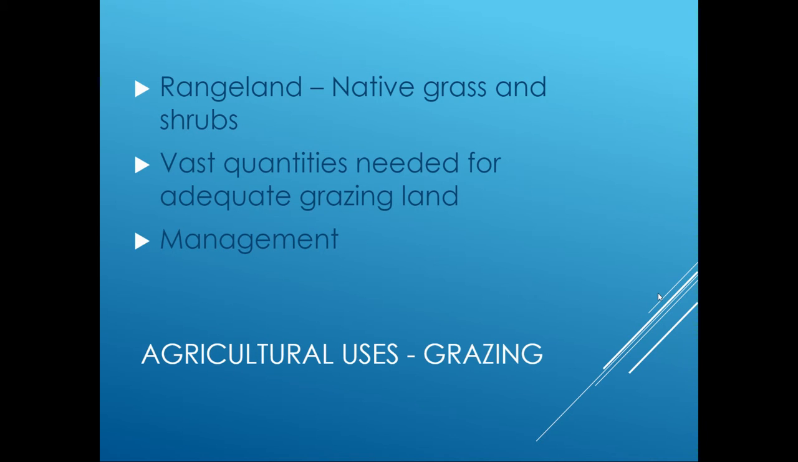Another agricultural use is grazing. Rangeland is native grasses and shrubs in a particular area. Vast quantities of these grasslands and rangelands are needed for adequate grazing, and management is a big issue here as well. Overcrowding is a bad thing. Overgrazing is a bad thing, which will lead to erosion as well. Overgrazing of native grasses and shrubs destroys root systems, which help hold the soil in place, and that will allow the topsoil layer, or those first two layers of the soil profile, to be eroded away.